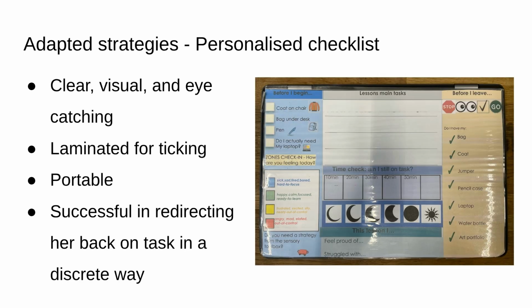Our second adapted strategy was a personalized checklist. So this is basically a laminated printout that we've designed together, and it's got everything that she needs all in one place. Because of her ADHD, she needs something very visual and very clear in front of her, so that she doesn't lose it, because she is quite forgetful, but also just so it's super clear and eye-catching. So this has been really successful in redirecting her back on task, and in quite a discreet way.